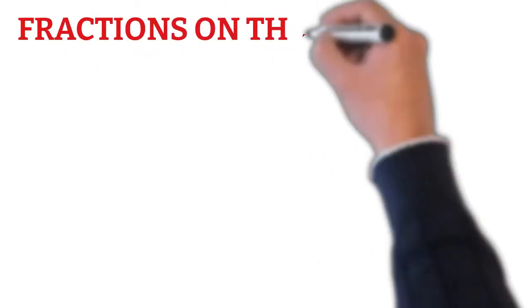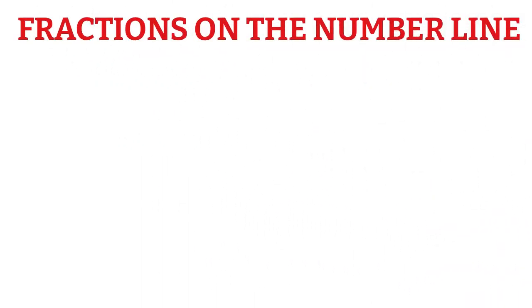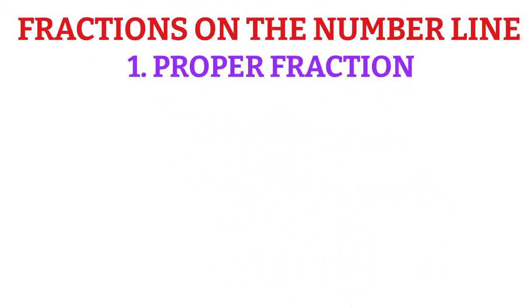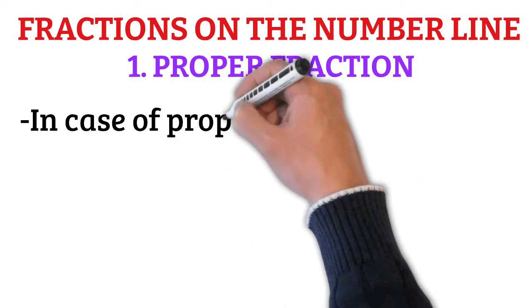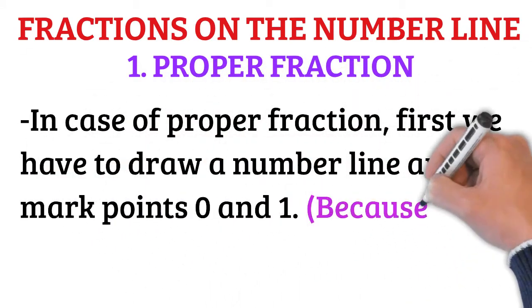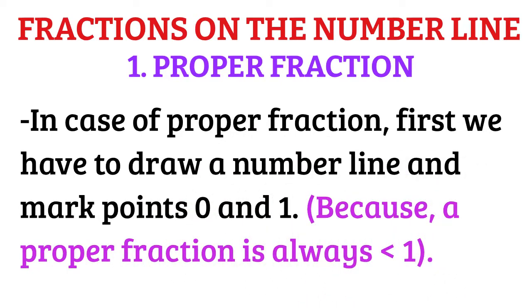Now, let's know how to show the fractions on the number line. We have already learned how to show the integers on a number line. Similarly, we can also show the fractions on a number line. How to show a proper fraction on the number line? In case of proper fraction, first we have to draw a number line and mark the points 0 and 1, because a proper fraction is always less than 1.